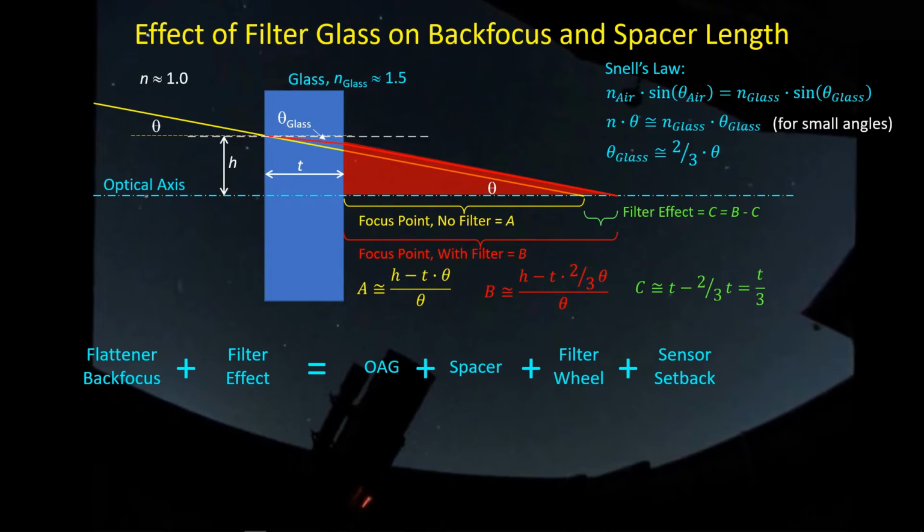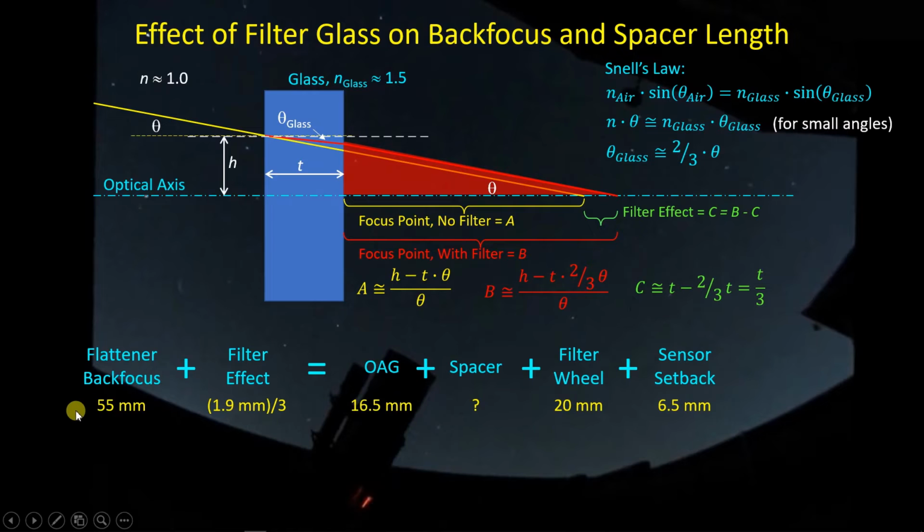Here's our equation, and this is the important part here. We have the flattener backfocus that comes from the manufacturer, and then the filter effect is added to this side of the equation. Oftentimes you'll see someone respond, well, you add the effect of the filter. Well, that is true, but are you adding it to this side of the equation, or are you adding it to the spacer side of the equation? The important thing here is that we are adding this filter effect to the field flattener manufacturer's backfocus requirement.